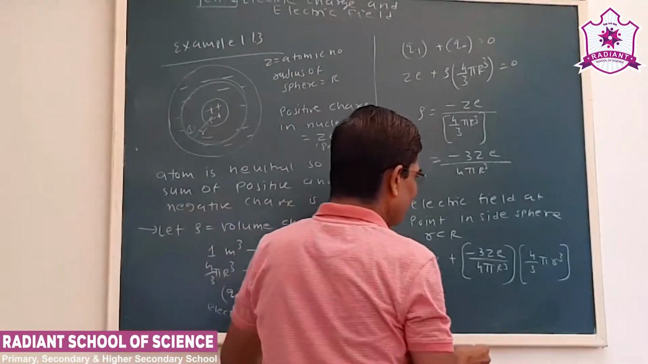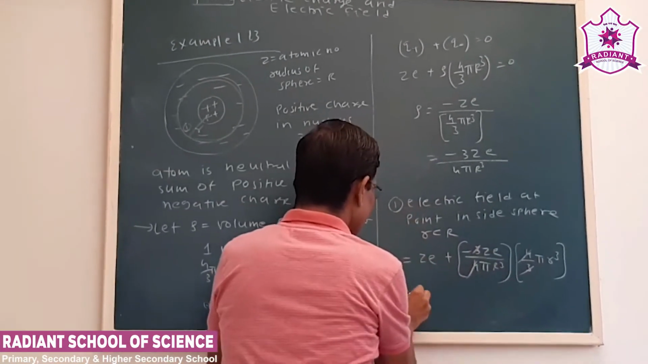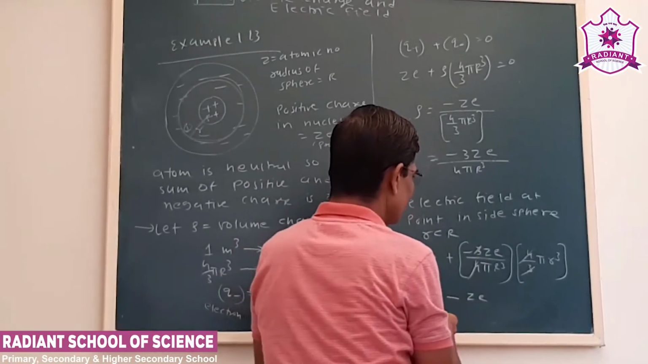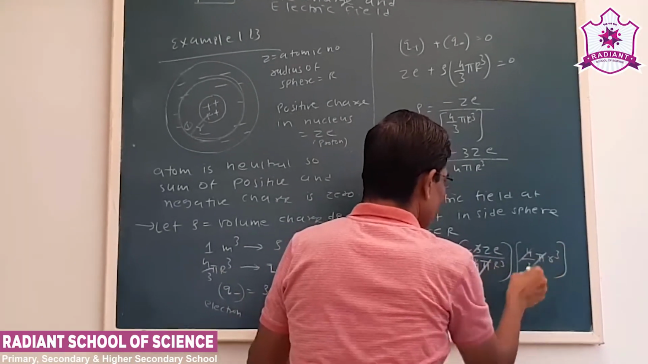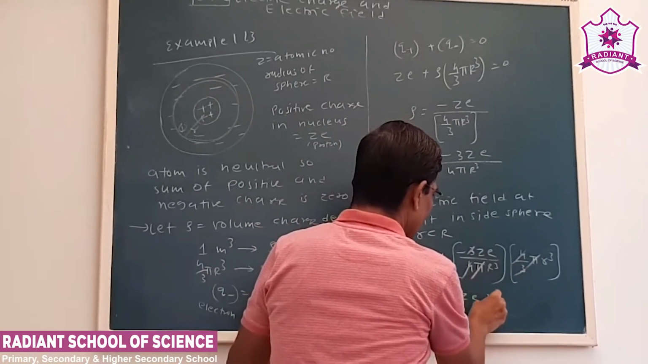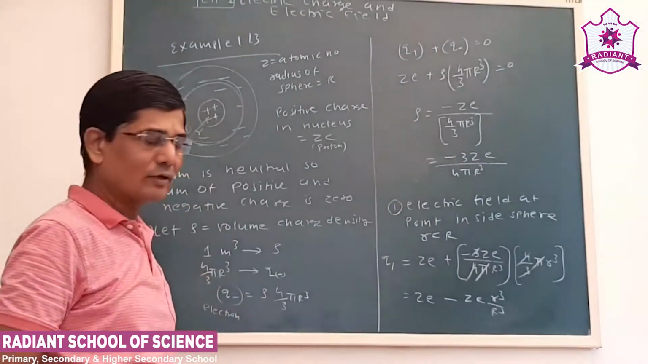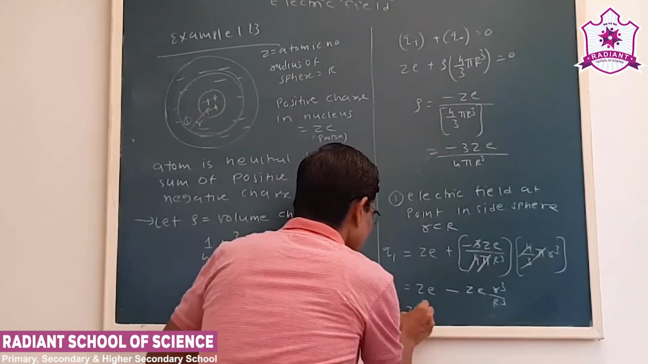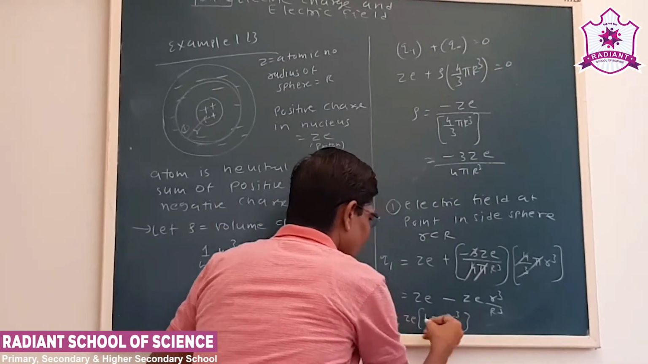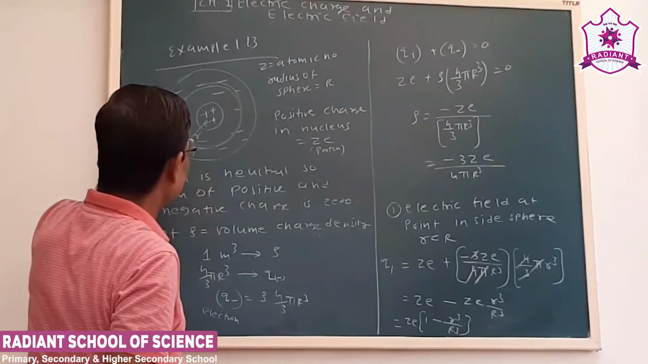So how can we solve this? 4 is cancelled, 3 is cancelled, pi is also cancelled. So what is left? Ze minus Ze r cube upon R cube. What can we take common here? Ze into 1 minus r cube upon R cube. Now this is the charge enclosed by a sphere of radius r less than R.